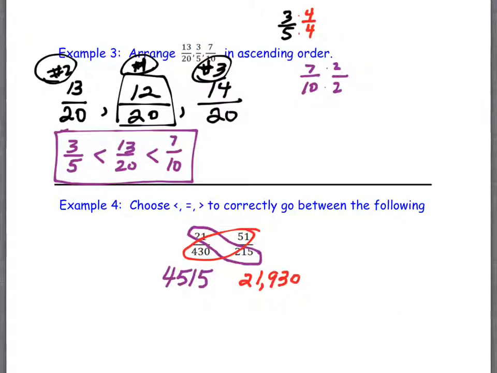21,930. Yeah, the red one, the 21,000, is definitely larger. So the symbol that should go there is actually the less than symbol. The first one is less than the second one. What that means is that in the original fractions, as we were given them, I also have a less than sign between them.